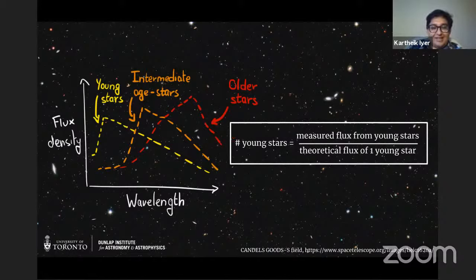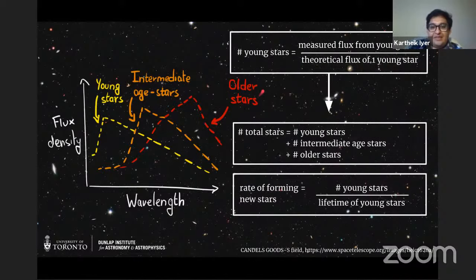And we can do the same thing with the other two populations as well. So we can figure out how many intermediate age stars and how many old stars there are in this galaxy. And so once we have done this, we can just add all of those up to figure out what the total number of stars in a galaxy is. So this is how we answered question number two.